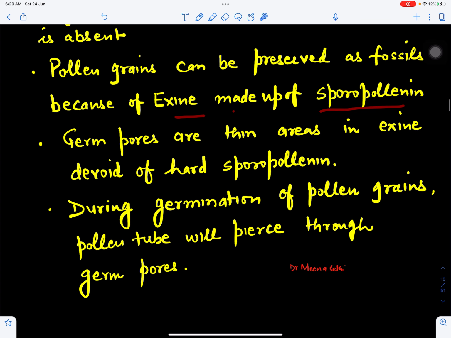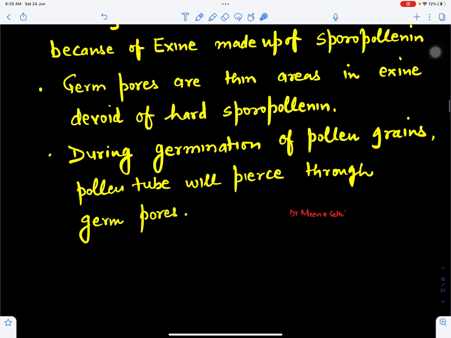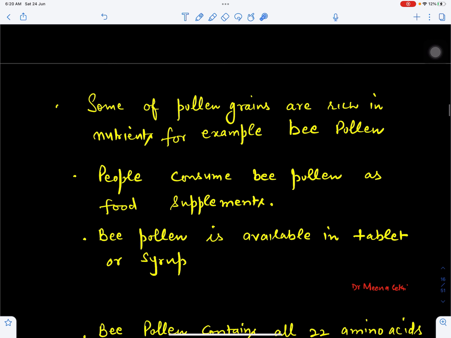Germ pores are the areas where sporopollenin is not found, and through these areas, pollen grains will germinate by the formation of the pollen tubes, because these are the thin areas, and through these areas, cytoplasm will come out in the form of pollen tube. It will pierce through the germ pores.